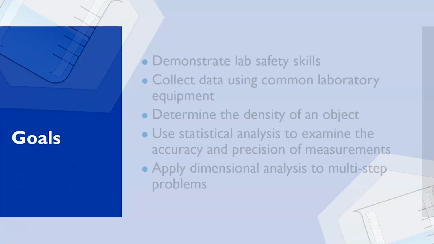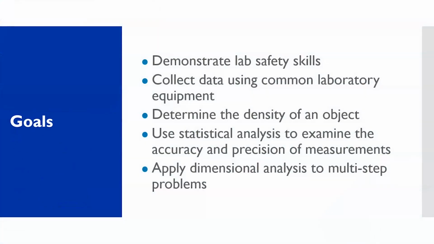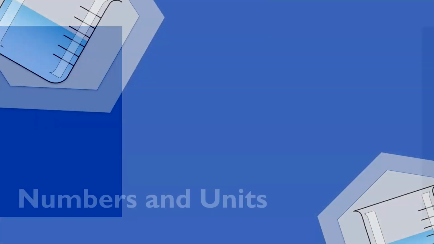Goals. In this lab, we're going to continue our focus on building a laboratory safety mindset by practicing wearing appropriate personal protective equipment in the lab. We're going to collect some data using the same common laboratory equipment we learned to use last week to determine the density of an irregularly shaped object. We will then analyze our results to determine the accuracy and precision of our measurements. And last, we're going to work through some multi-step problems using dimensional analysis.